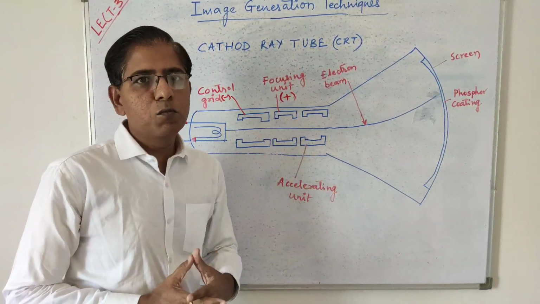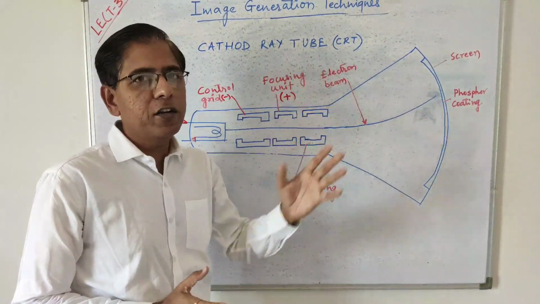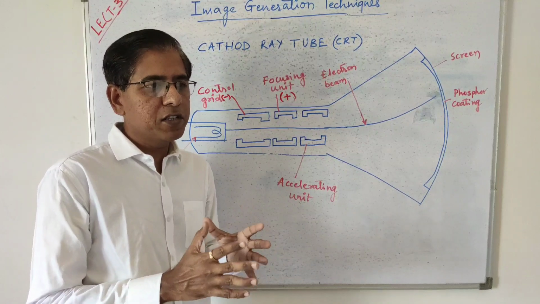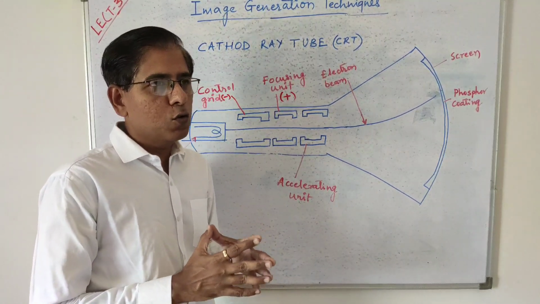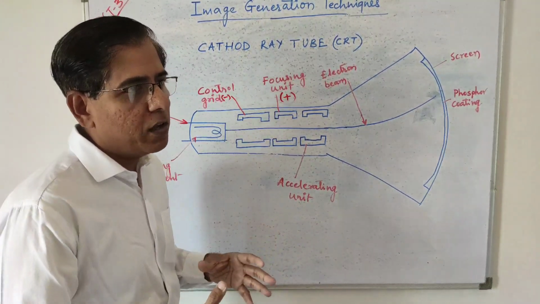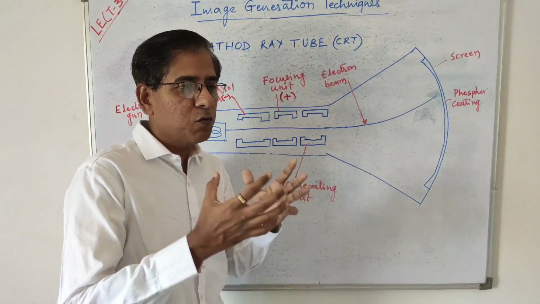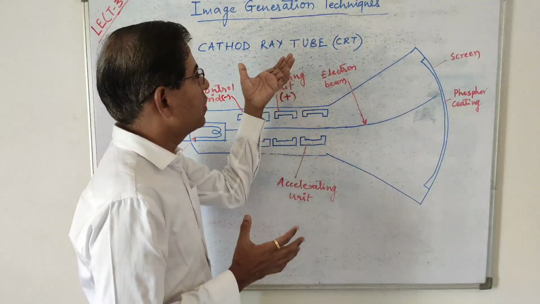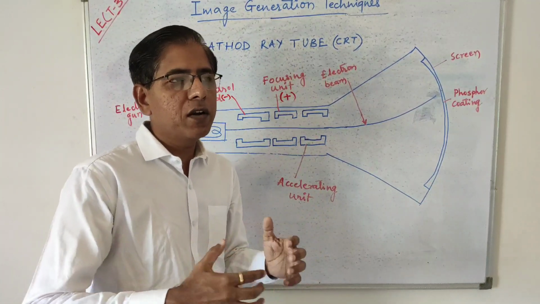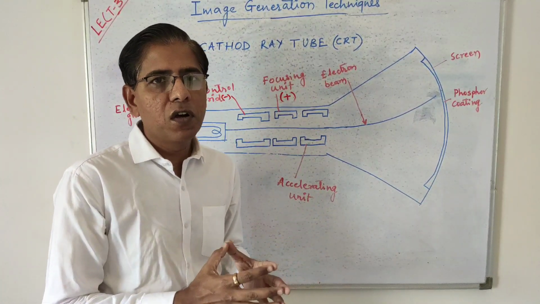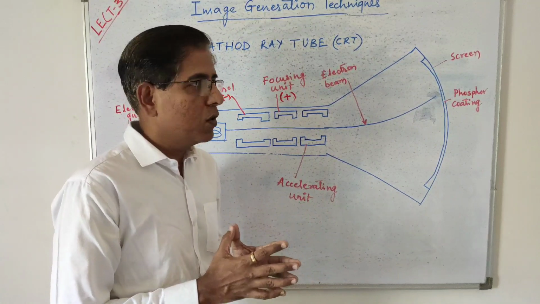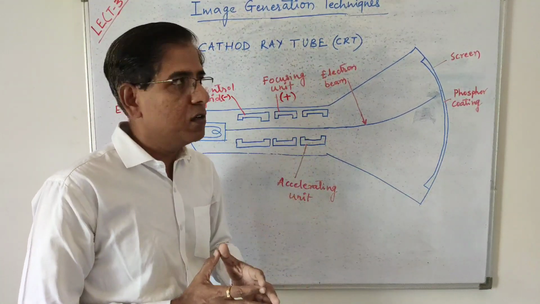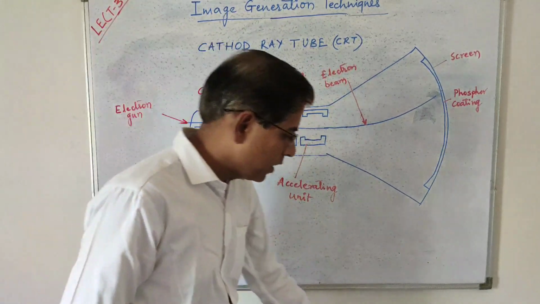So this CRT, or cathode ray tube, is a very important component of CRT based monitors. To understand the working of CRT based monitors, it is very important to understand the working of the cathode ray tube. Only then can you understand the working of CRT based monitors. So today we'll see the working of this cathode ray tube.